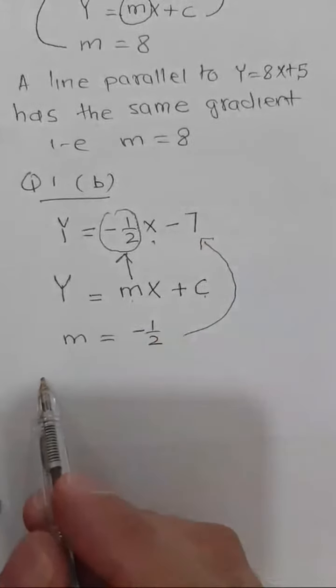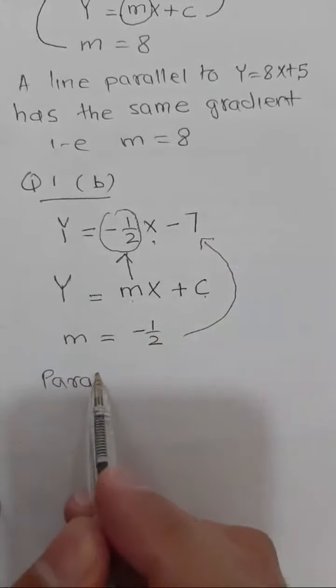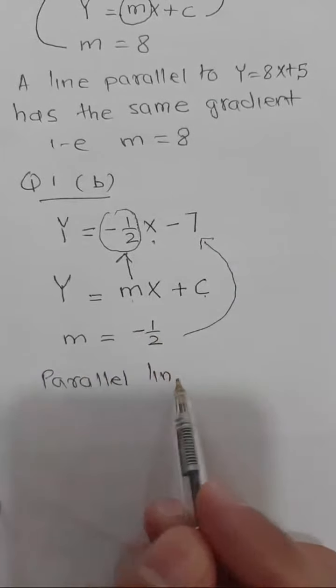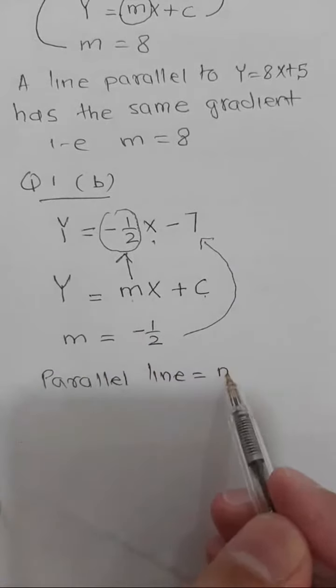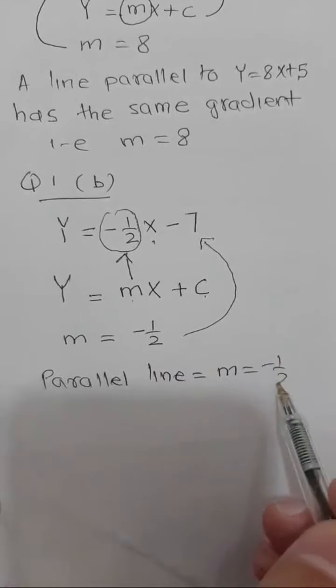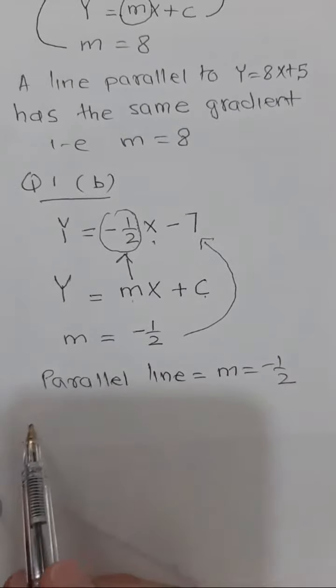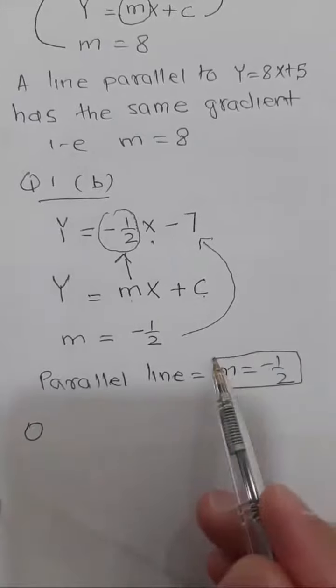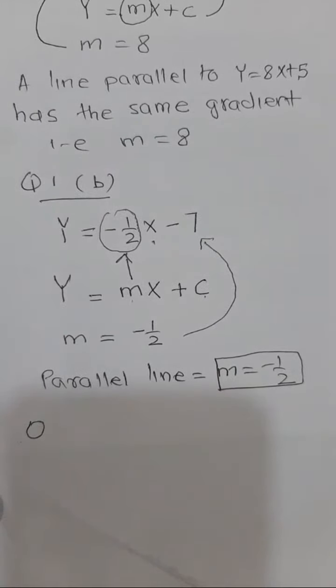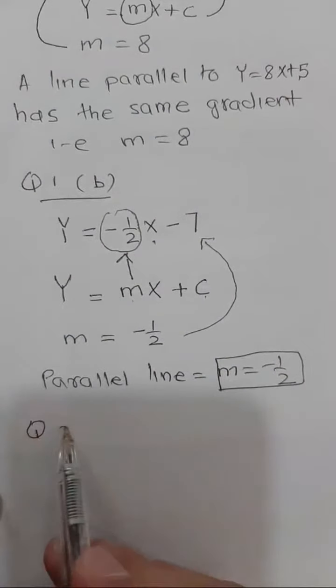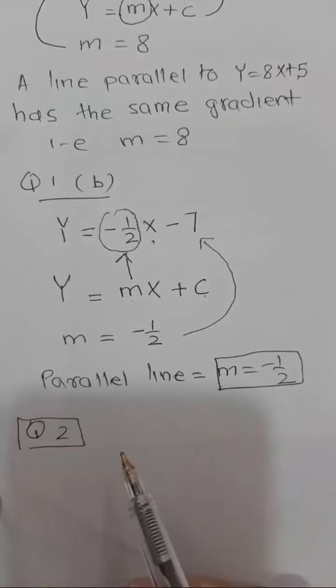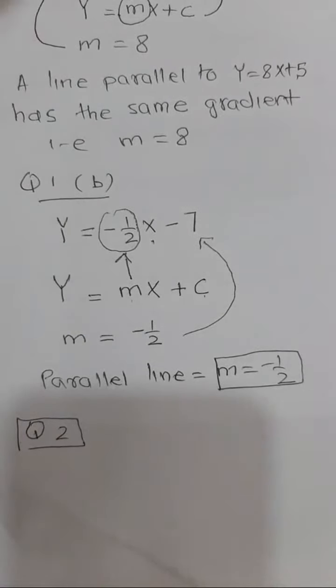So the line which is parallel has also got the same gradient, that is m is minus 1 by 2, because a parallel line has the same gradient. This concept will be applied here. So the answer is basically m is equal to minus 1 by 2 for question number 1 part B. Question number 2 is regarding perpendicular lines.